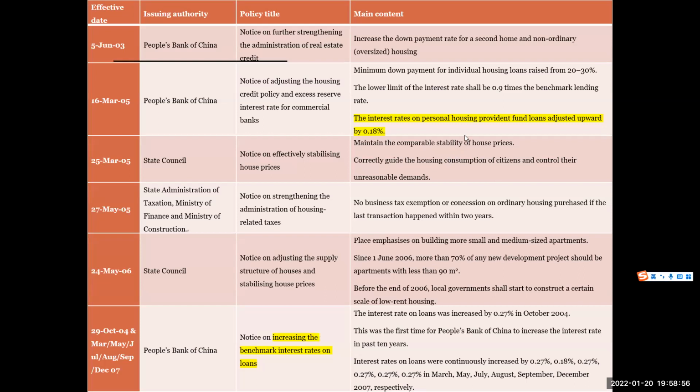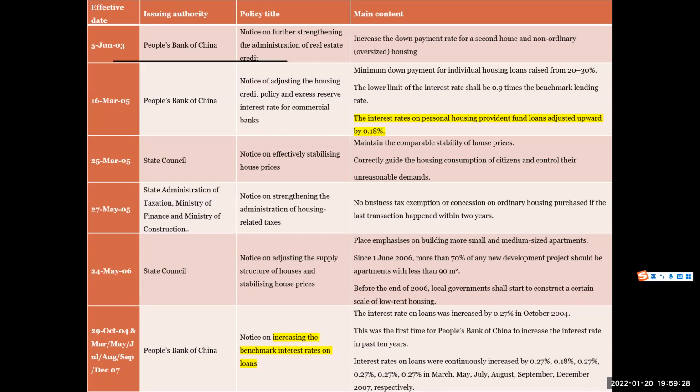Let's see, this is to control overheating. Yes, excellent. So let's see this table. I just summarized some policies of the mainland housing policy. In the year 2005, 2006.